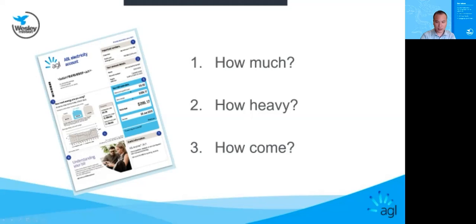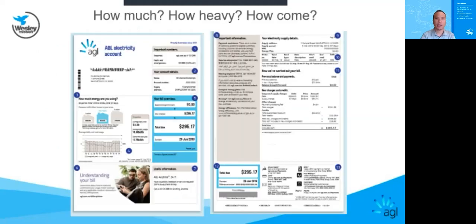And when you look at your bill, I want us to think about 3 ways to approach your bill. How much, how heavy, and how come? How do we do this? How much? How much do you owe the energy company? How heavy? And this is really important because this shows where you sit in comparison to other similar households in your area.